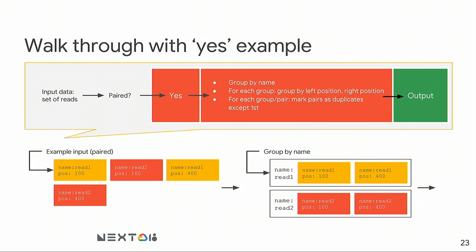And we're done. Now, in the case of paired reads, this time I give you 4 reads, 2 yellow and 2 red.